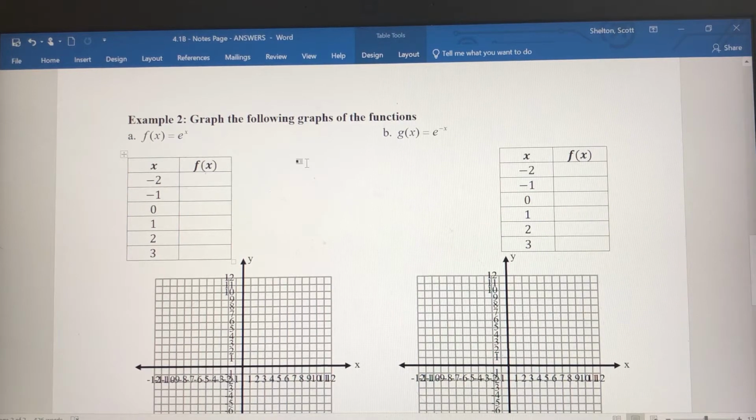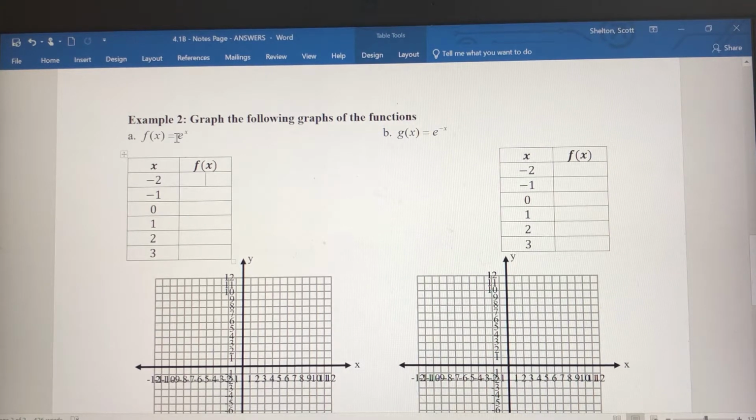All right, so this video goes over the graphing of exponential functions with a base of e. We're going to do that just by creating a table of values, and then I'm going to show you using a graphing calculator online as well. Remember, e we approximate to 2.71828.